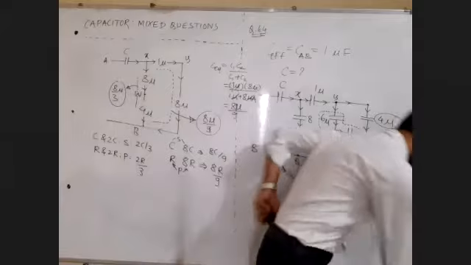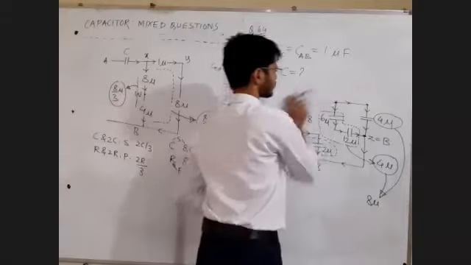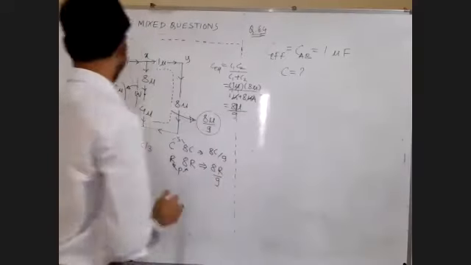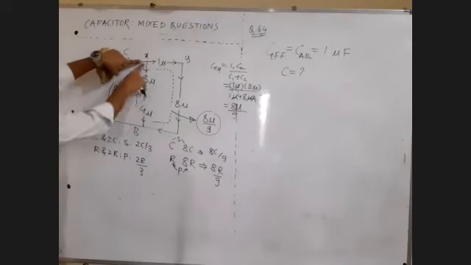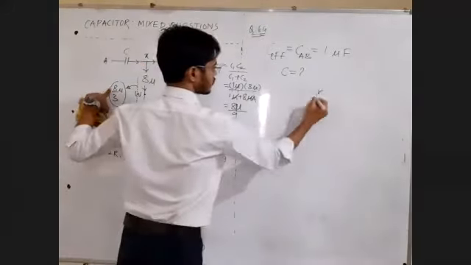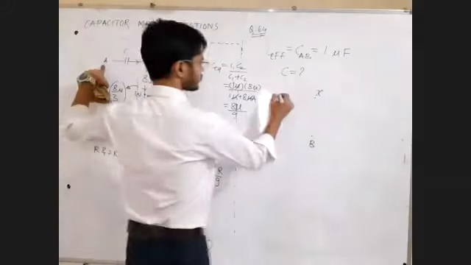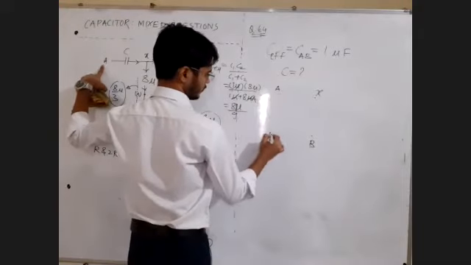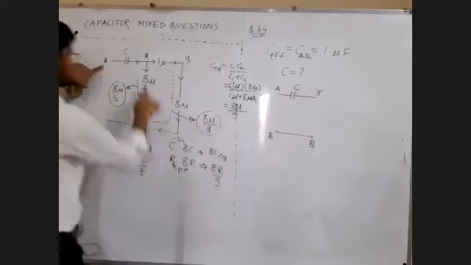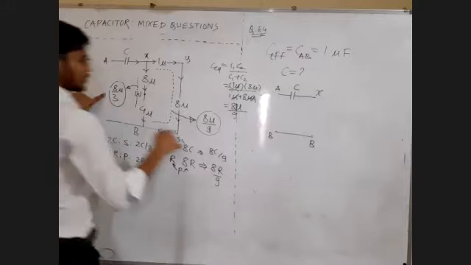Now the effective circuit will become something like this. Between points X and B, these two were in series, so 8 micro upon 3. This point is A, and this point is again B. You can just short them. Between A to X, there is a C. Between points X and B, 8 and 4 in series, the answer is 8 micro upon 3.